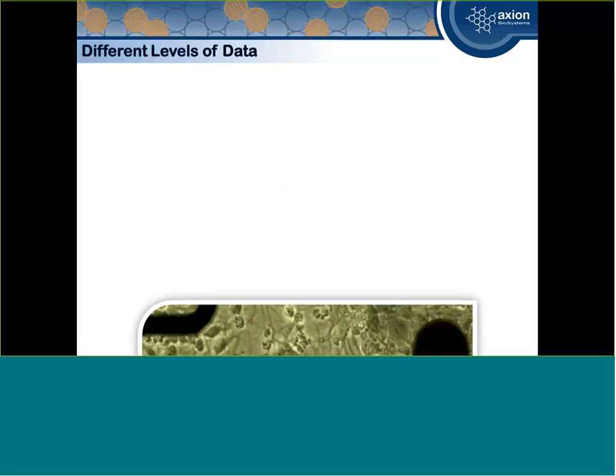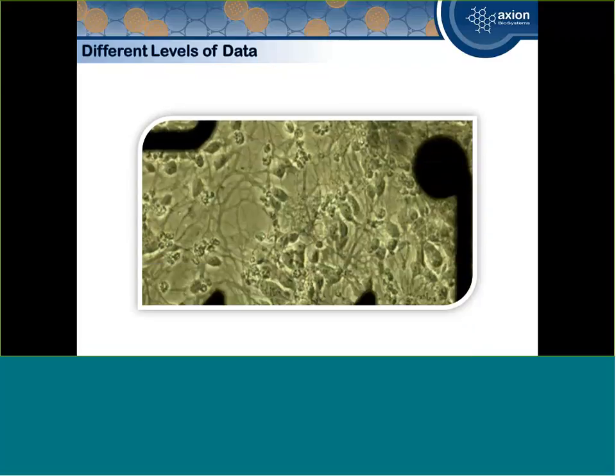So there's different levels of data that we get from MEAs. Growing the cells on the system, we can get very accurate representations and images of the neurons, in this case the mouse motor neurons, as they develop their network on the dish. We can see one of the microelectrodes here, and the cells grow on top of it, so we can get good representative images of cell culture health and development.